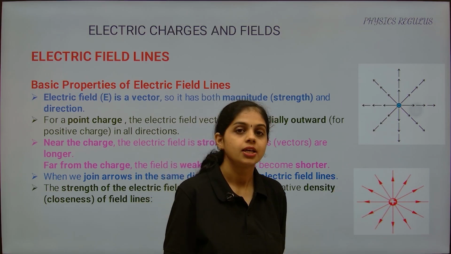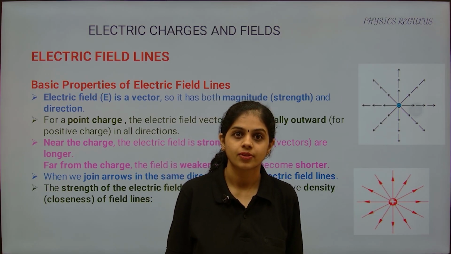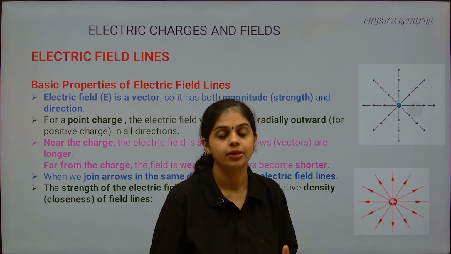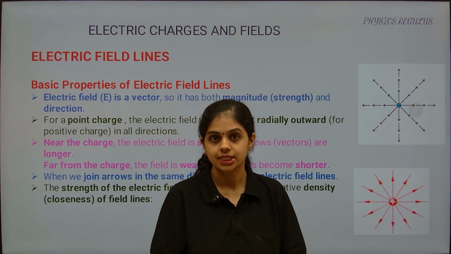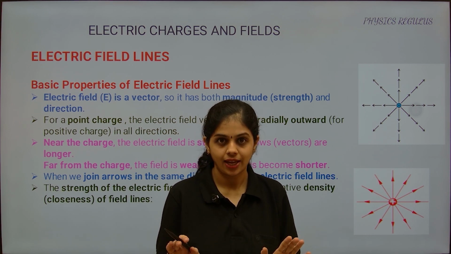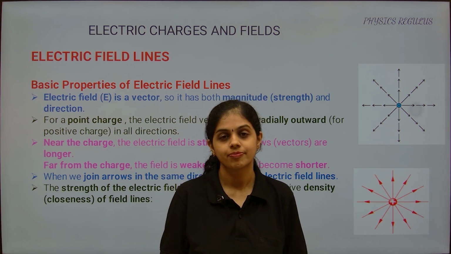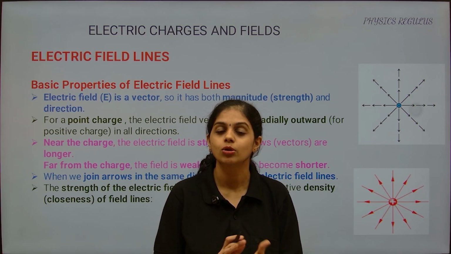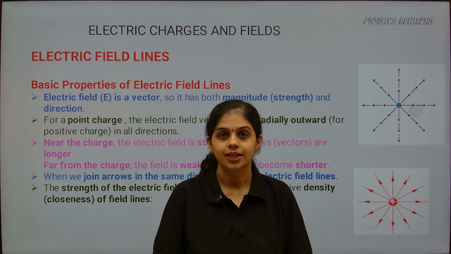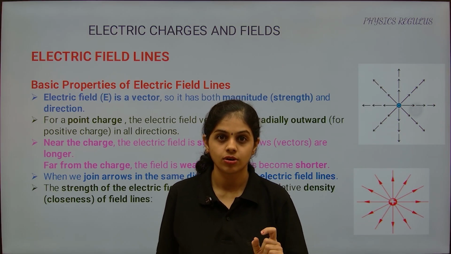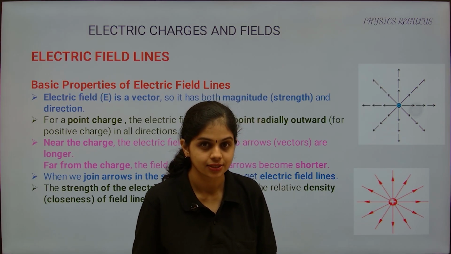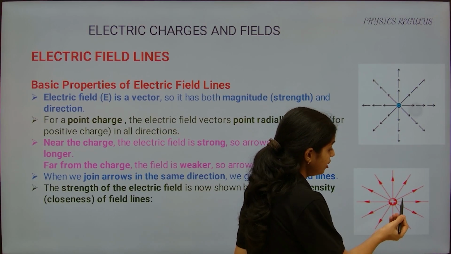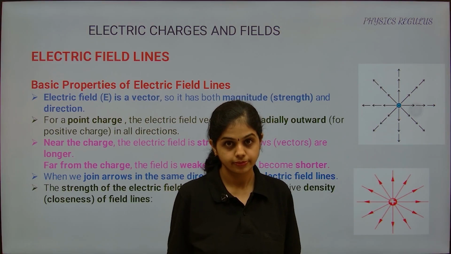How it represents strength of electric field? Closeness of lines or density of field lines will represent strength of electric field. While drawing field lines, I may draw some lines. You may draw more number of lines. Then what happens to closeness of lines? Here it is relative density or relative closeness of field lines. That means closeness of field lines compared from one point to another point.